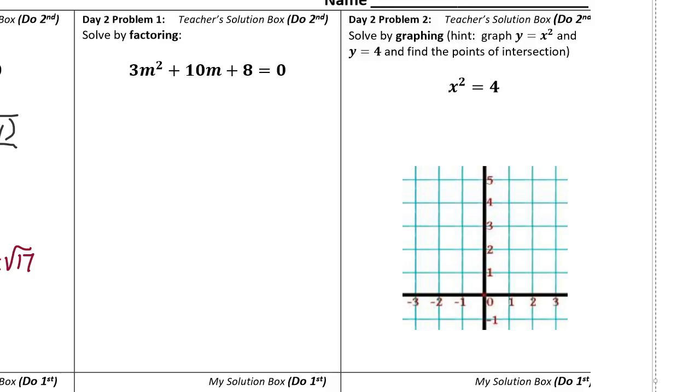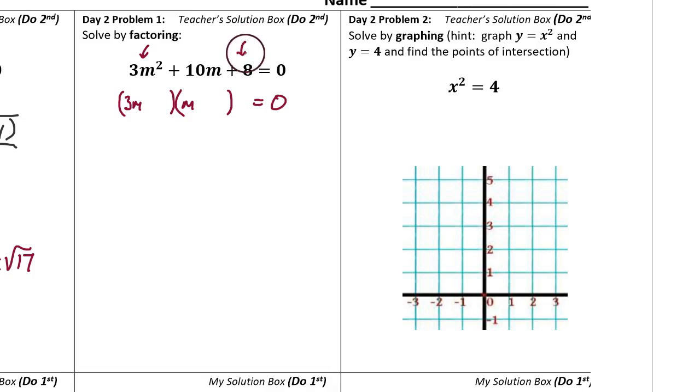Here are the answers for day 2, problem 1. Solve by factoring. So here we have a trinomial. Trinomials factor using FOIL. The right side is equal to 0. 3m times m creates your 3m squared term.